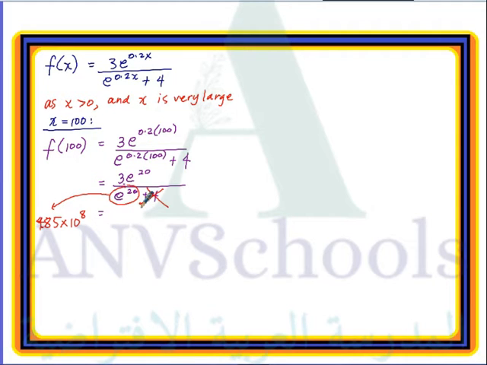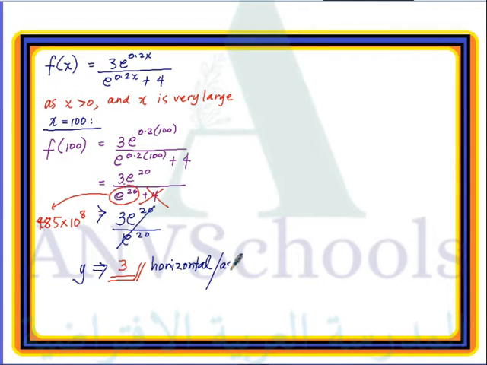Therefore, for very large numbers of x, in the case when x is 100, we will be left with 3e^20 over e^20, and this will just cancel, leaving us a value which is equal to 3. Therefore, it is reasonable that our horizontal asymptote is at y is equal to 3. That is our horizontal asymptote, therefore proving our letter A. Okay?